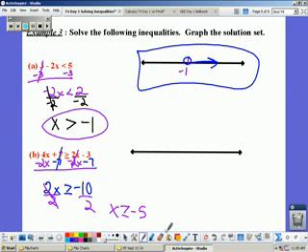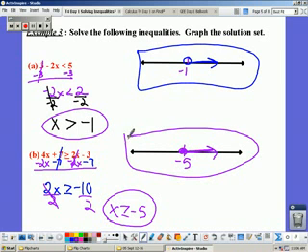Okay, so that is the solution. Now we need to graph it on the number line. So to plot negative 5, is that going to be an open circle or a closed circle? Closed circle. And which way is greater than? Right, to the right. And that's your other answer.